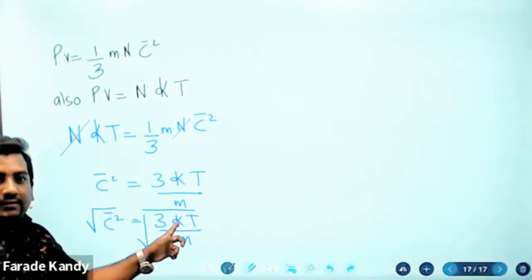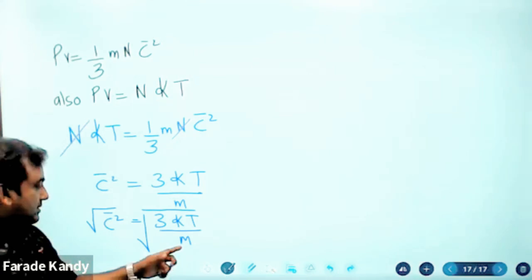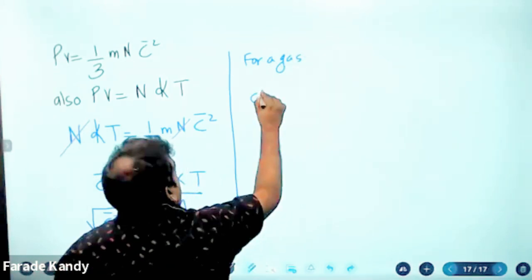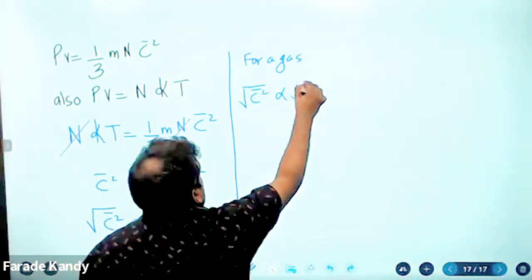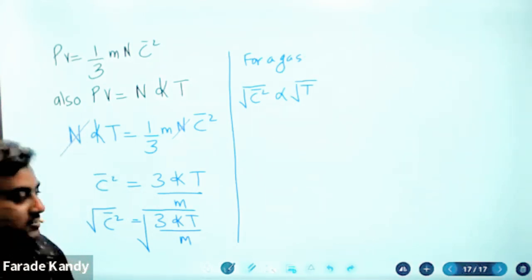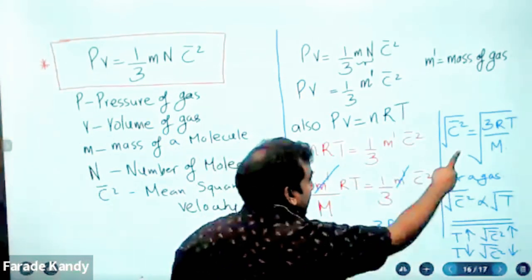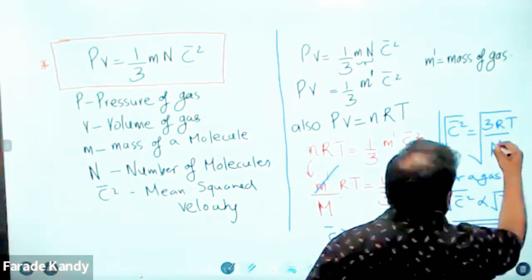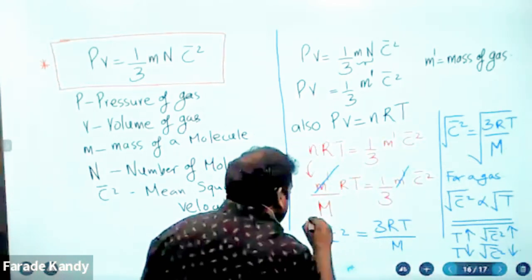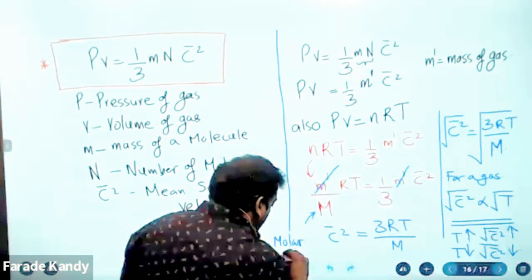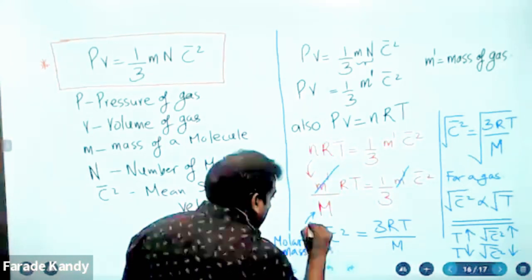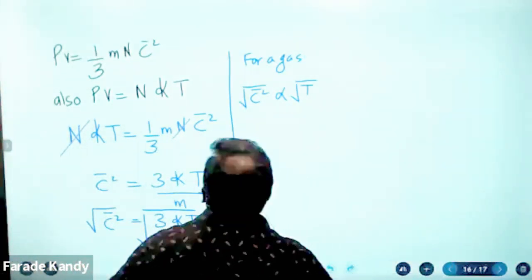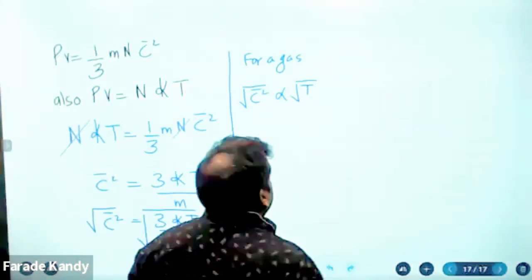Boltzmann constant is a constant. Mass of one molecule is a constant for a gas. So for a gas, you can say root mean squared velocity is proportional to the square root of absolute temperature. Okay. So if I prove it this way, here capital M is molar mass of gas. This is mass of one molecule, mass of one molecule, here we have taken.